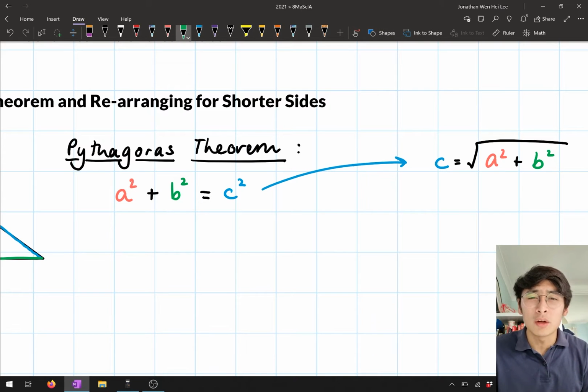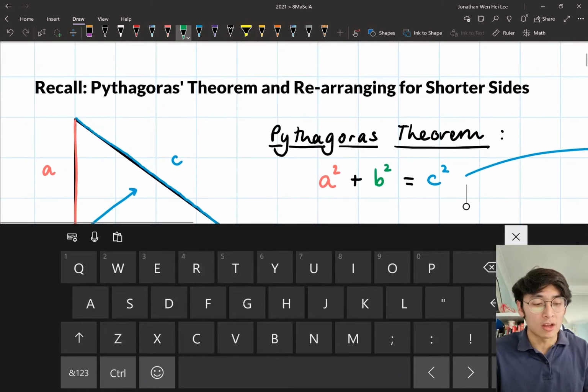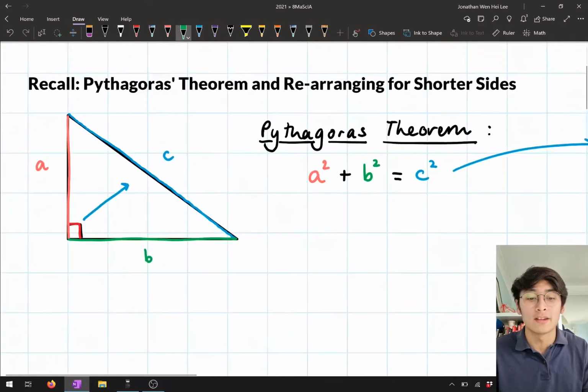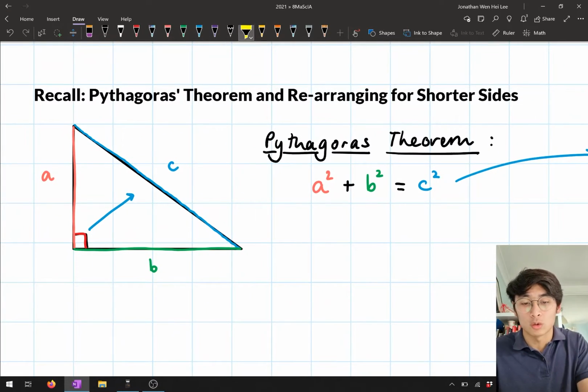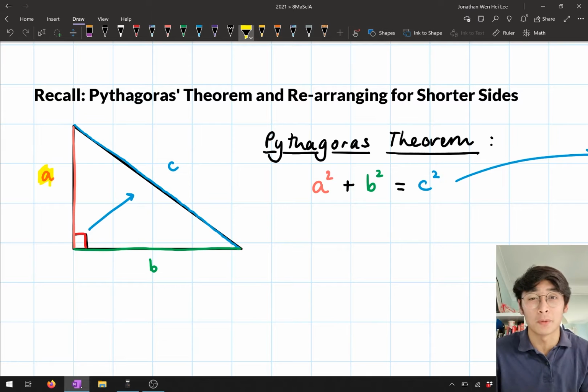This time, instead, we want to see if we can rearrange this equation to help us find the missing length of one of our shorter sides. So let's say a, for example. I'm going to be rearranging this for a, but no matter what way you look at it, a and b, you can use this exact same formula for a or b. So let's actually get into rearranging this.